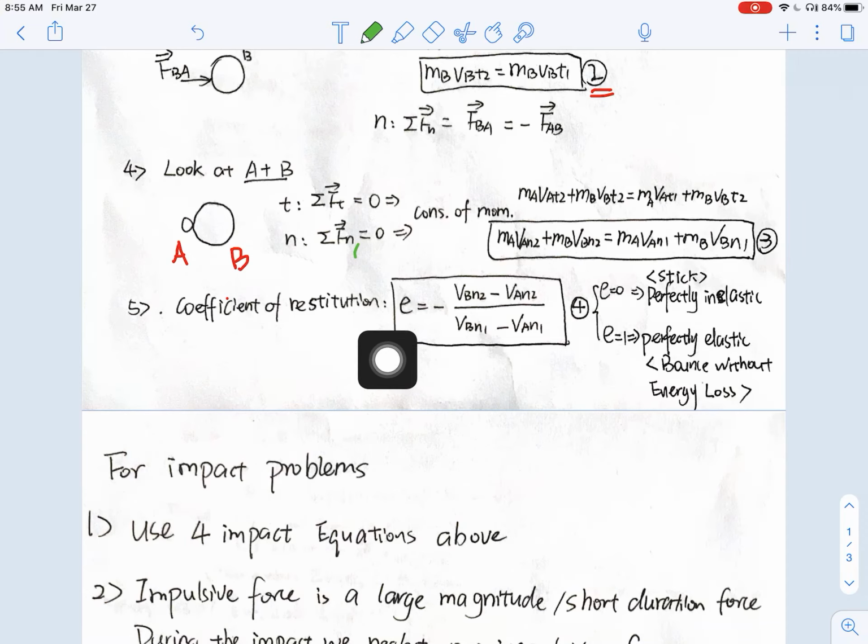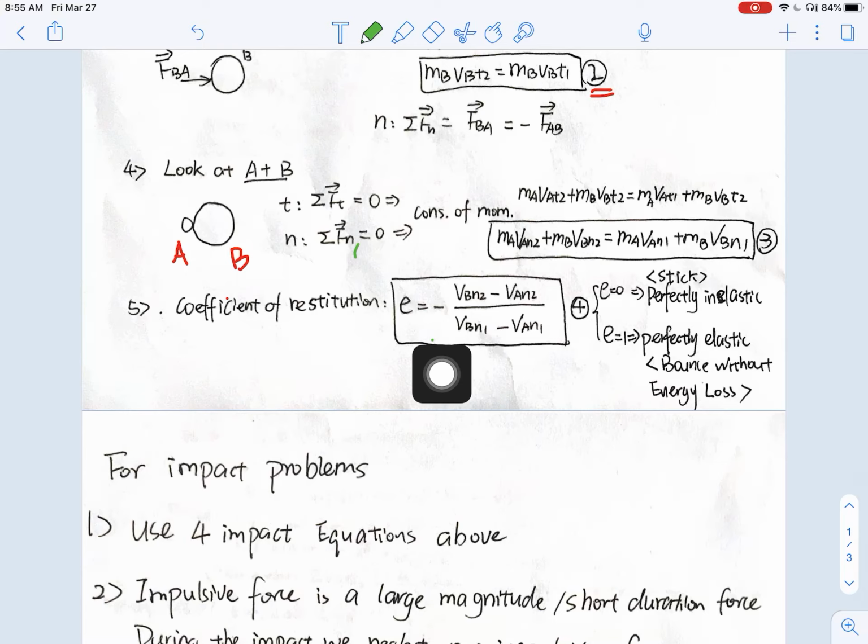The next thing is a new concept called the coefficient of restitution. We use e to represent this coefficient. e equals negative (v_BN2 minus v_AN2) over (v_BN1 minus v_AN1). Make sure there's a negative sign in this definition. Also, all the speeds v in this equation are in the N direction.